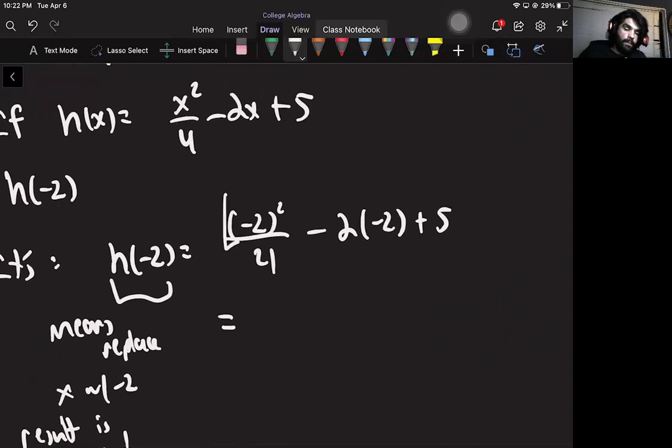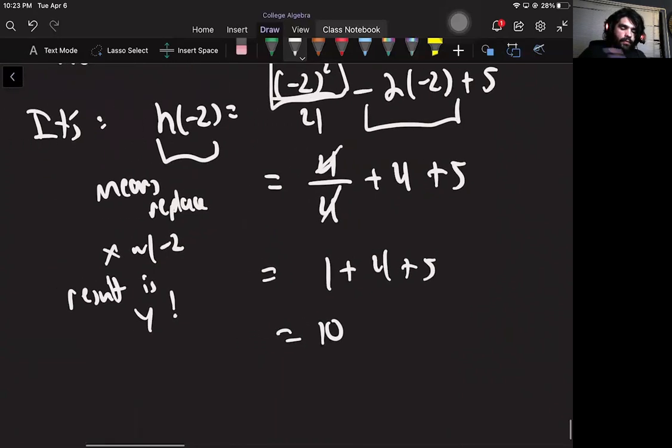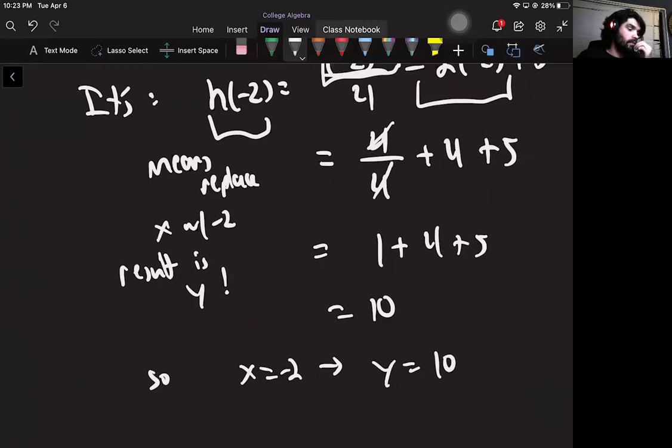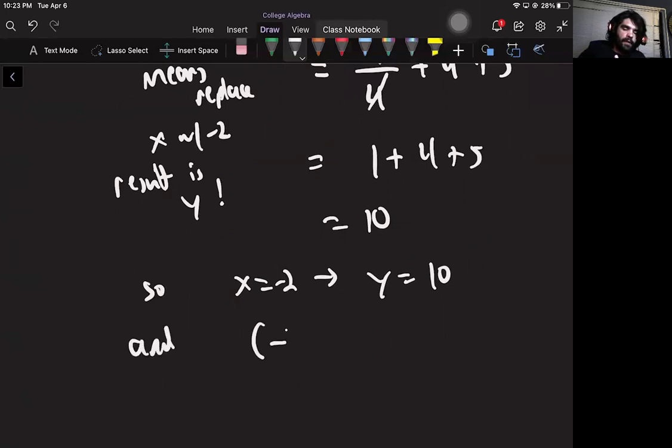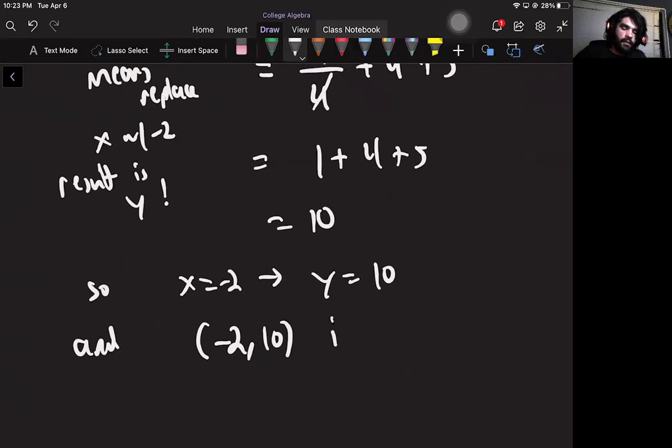So -2 squared up top, that's just going to be 4 because negatives cancel. Then 2 times 2 is 4. -2 times -2 here is also 4. Then I got this 5 hanging out. These 4 cancel. 4 divided by 4 is 1. And so this adds up to 10. So the assignment of the function is that x equals -2 is getting turned into y equals 10. It's one way to think about it, except I never mention the y variable until the end with this fancy notation. So it's a little bit quicker and easier to work with than a whole equation. And it still means the same stuff as before, so it means -2, 10 is on the graph of h.